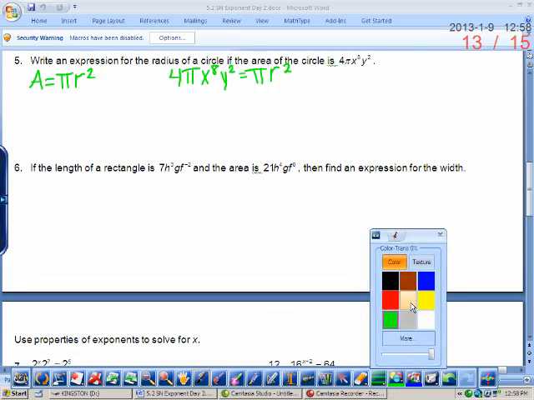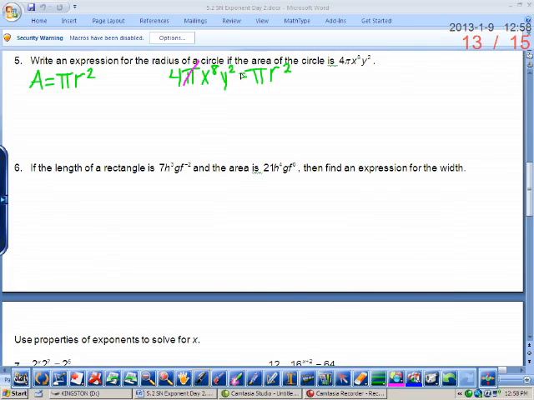R. So what could we do? Okay, if we divide both sides by pi, our pi's are going to cancel. So I have 4x to the 8th y squared is equal to r squared. So I would square root both sides. And there's no addition or subtraction in here, so you are allowed to take the square root of each individual piece. So the square root of 4 is 2. The square root of x to the 8th? Good, x to the 4th. And the square root of y squared is?